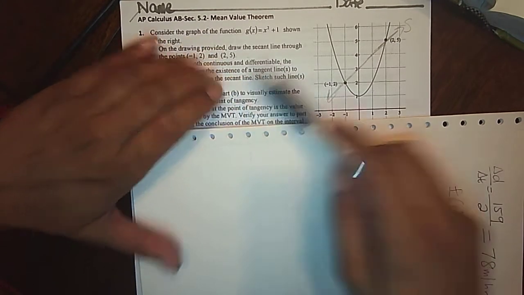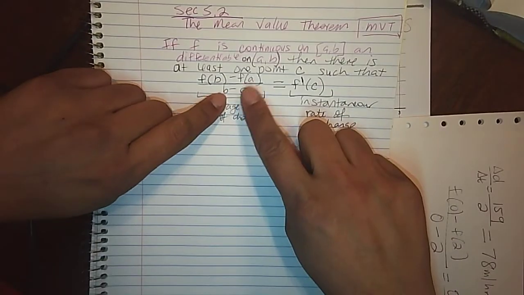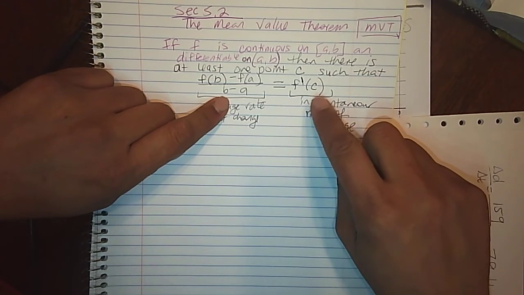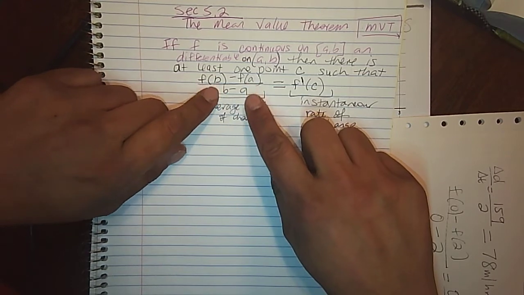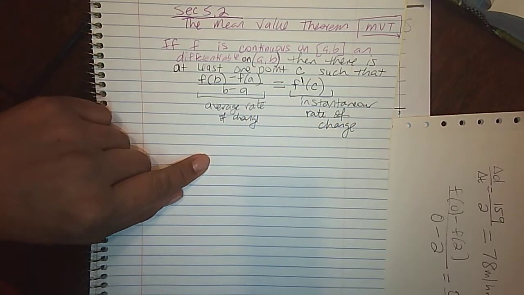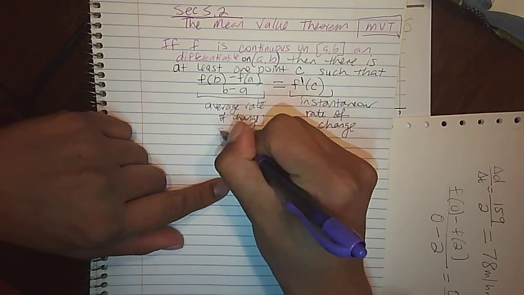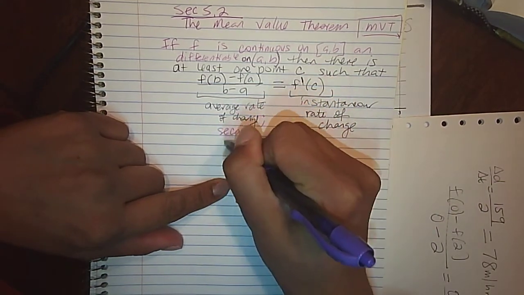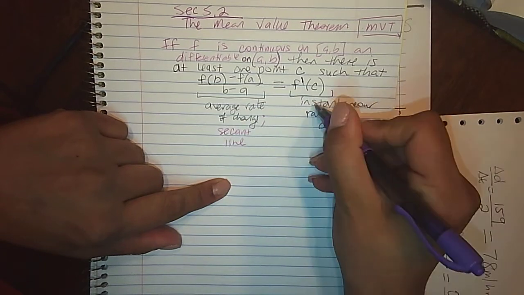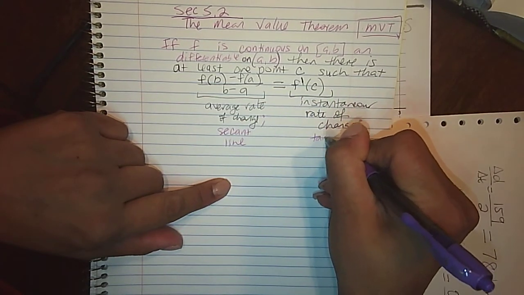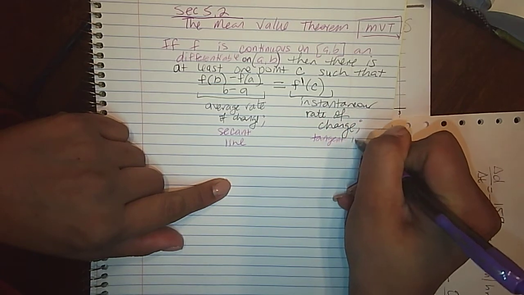So let me talk about where the word parallel is coming from. If they want the average rate of change to be equal to the instantaneous rate of change, average rate of change is portrayed graphically by a secant line. So I'm going to jot that down. And we all know instantaneous rate of change, visually, is depicted by a tangent line.